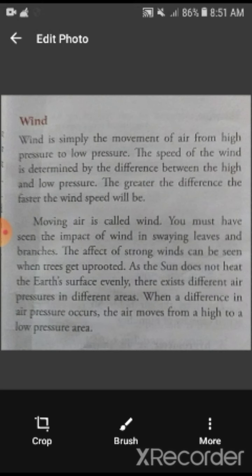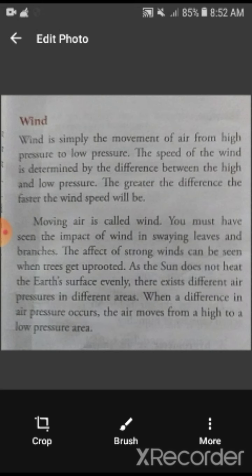You must have seen the impact of wind in swaying the leaves and the branches, and sometimes we have seen the effect of strong wind. Sometimes the big trees also get uprooted. As the sun does not hit the earth's surface evenly, there exists different air pressure in the different areas. So, what is the main reason for the existence of high pressure and the low pressure? It depends on the sun, because we know the rays of the sun on the earth's surface are not equally distributed.